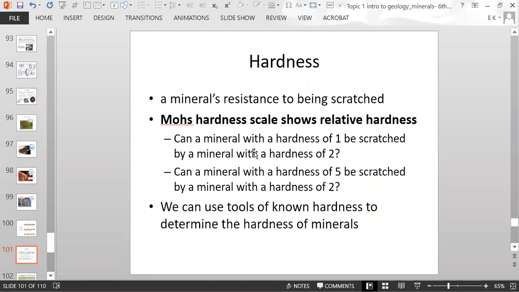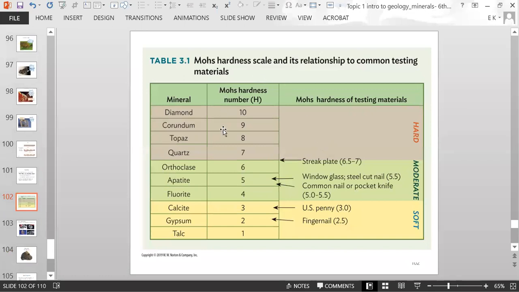Then we have hardness. Hardness is a mineral's resistance to being scratched, and we use the Mohs hardness scale, where we compare materials that we know the hardness of, like a piece of glass or your fingernail or an iron nail, and we compare it to minerals that we have in front of us. Again, we'll go over this in lab as well. But this is the table of the Mohs hardness scale. So talc is a 1, diamond is a 10.